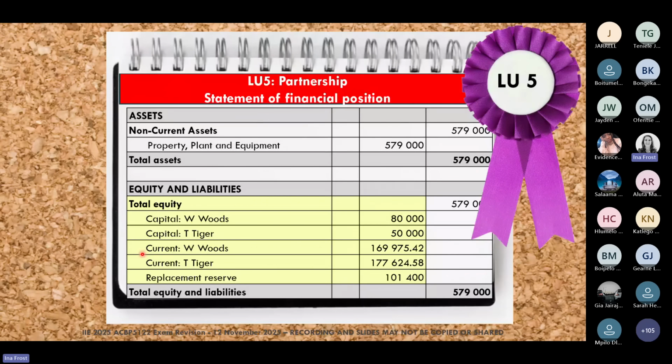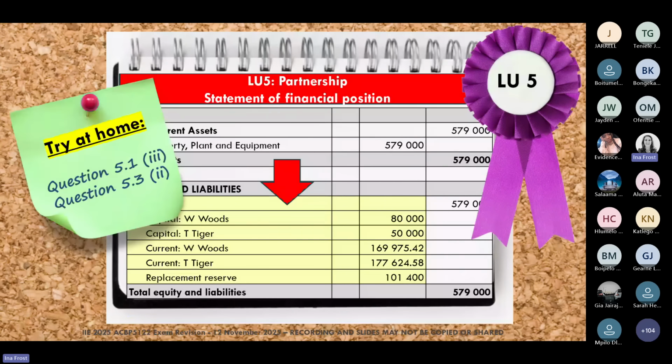So when we do the equity section in the statement of financial position, we have our capital accounts and the new current accounts, and then also that replacement reserve forms part of equity. The assets look just like the sole trader, and the liabilities, although there's none here, also look just like the sole trader. The main difference really is just your equity section. And you can try question 5.1 and 5.3. Both of these questions require a statement of financial position for partners.